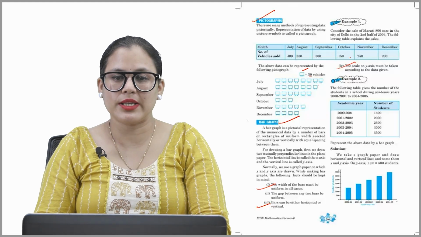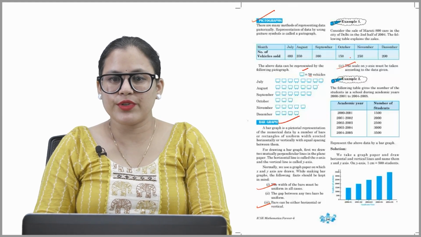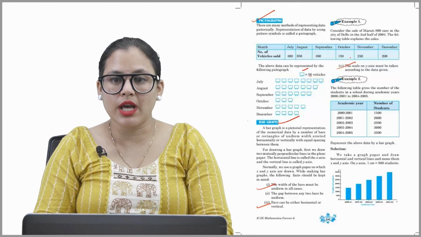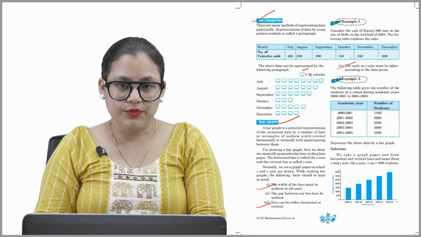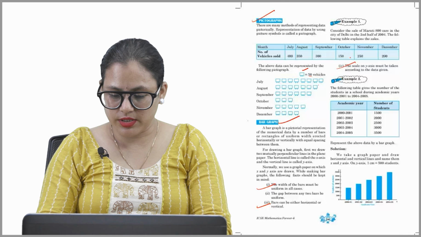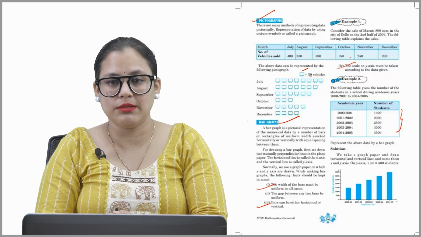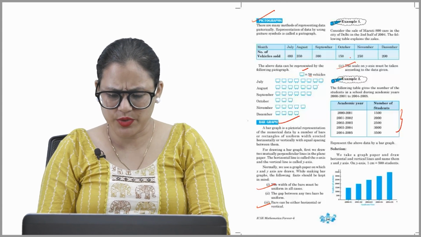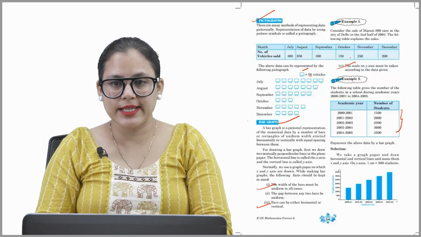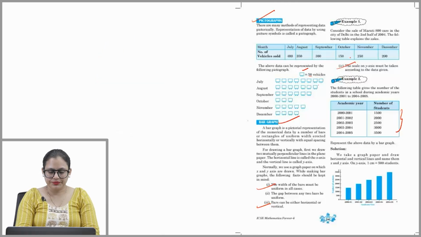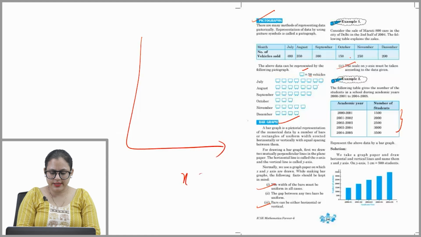Example 2. The following table gives the number of students in our school during academic years 2000-2001 to 2004-2005. The number of students are given here. So we have to represent this data by a bar graph. First we take a bar graph paper and draw horizontal and vertical lines and name them x and y axis. You know this is the x-axis and this is the y-axis.